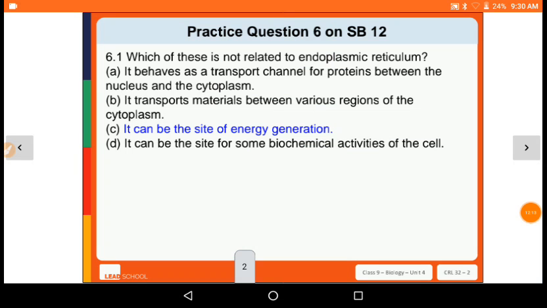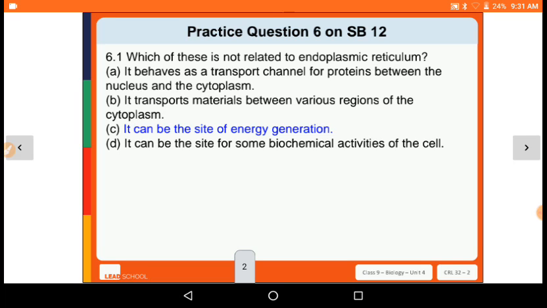Now let's see practice question number 6. Which of these is not related to endoplasmic reticulum? And the options are: it behaves as a transport channel for protein between the nucleus and the cytoplasm. We know that endoplasmic reticulum is connected with the nucleus, so it will become a channel. It will transport all the materials, and it transports materials between various regions of the cytoplasm.